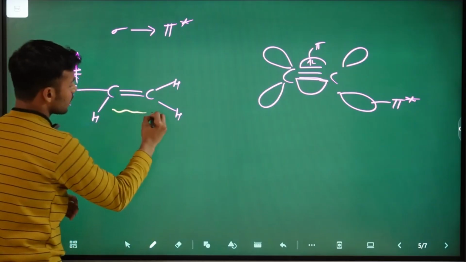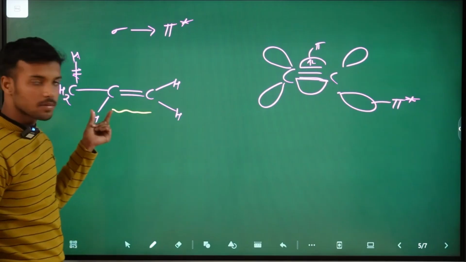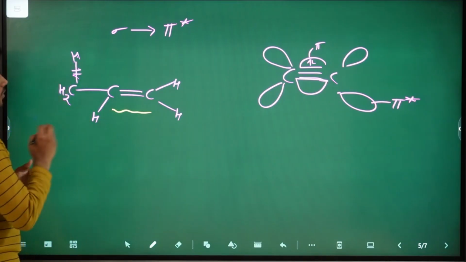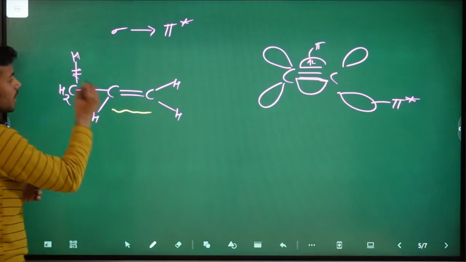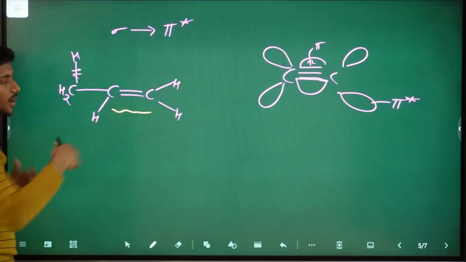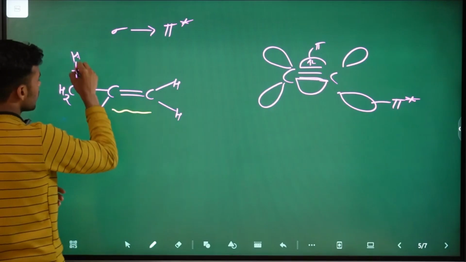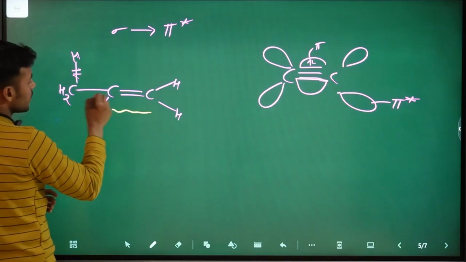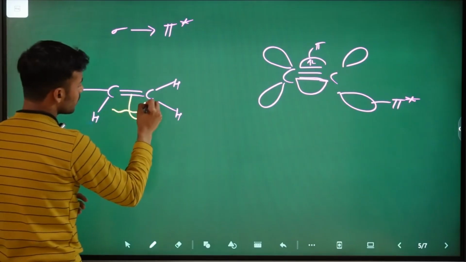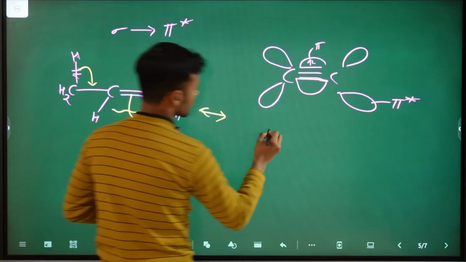This is the functional group. The carbon attached to the functional group is called the alpha carbon, and this is the alpha hydrogen. So it will also interact with this empty pi star orbital. Alkene has an empty pi star orbital. So this sigma CH bond will shift here, and this pi bond will break and form a new hyperconjugative structure.